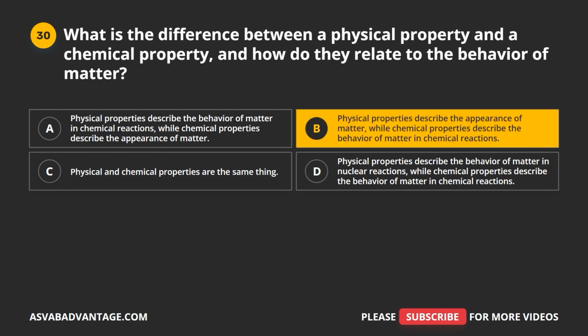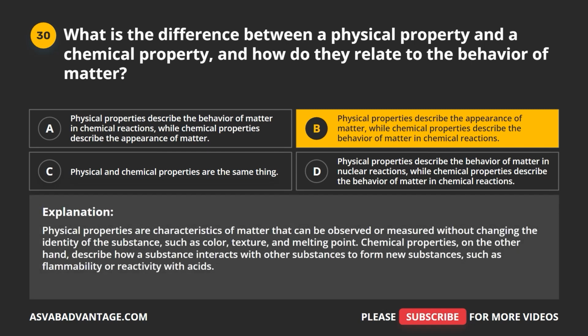Physical properties describe the appearance of matter, while chemical properties describe the behavior of matter in chemical reactions. Physical properties are characteristics of matter that can be observed or measured without changing the identity of the substance, such as color, texture, and melting point. Chemical properties, on the other hand, describe how a substance interacts with other substances to form new substances, such as flammability or reactivity with acids.